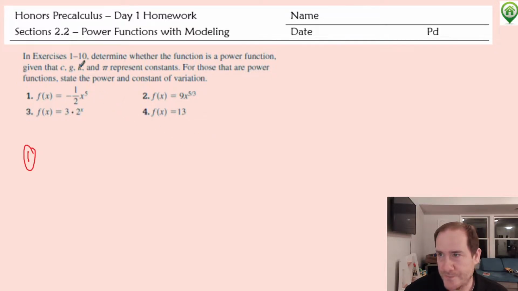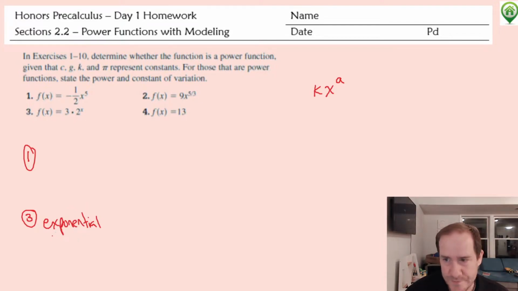So all the coefficients are fine. The only other rule for being a power function is you'd have to be of the form k times x to the a. So let's just go through it. Number 3 is not a power function because instead of having x as its base and some constant value as the power, it has some constant as the base and x is the power. So number 3 is exponential, which is not a power function. That's a completely different type of function.